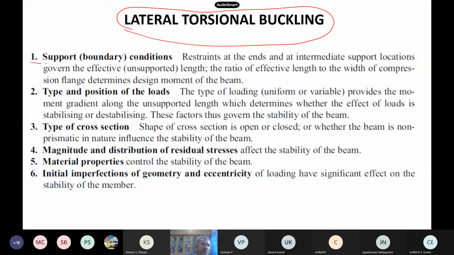One is the boundary conditions, like the edges of the beam. If it is simply supported, then you will have something; if it is fixed or otherwise, then this also becomes very important. Another most important thing is the type and position of the load. This is a very important thing in lateral torsional buckling.